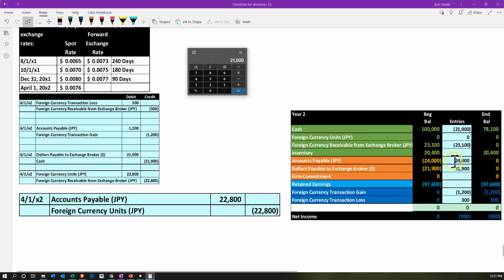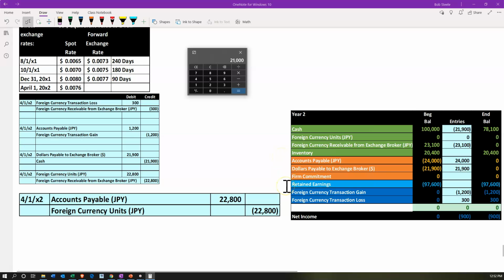So then we have the accounts payable, which has now been paid off. We paid it off in yen. We have the dollars payable to the exchange broker, which has now been paid off. We paid those off in dollars. We have the firm commitment that now has been paid off. We use this firm commitment as a holding account to hold the change in the value of the currency before we put the inventory on the books so that we can include it on the books. So this is a permanent account rather than a temporary account that helped us to hold on to that change in value so that we can then include it in the thing we purchased, which in this case was inventory.